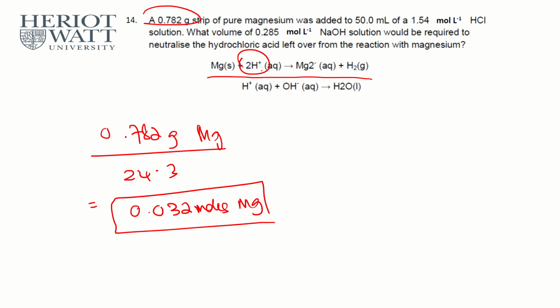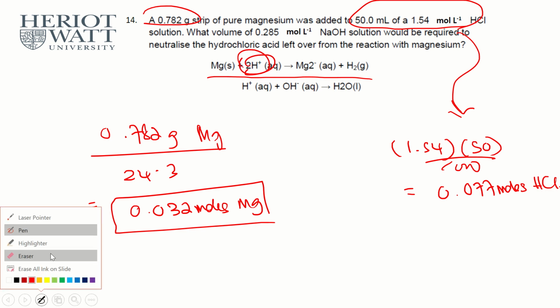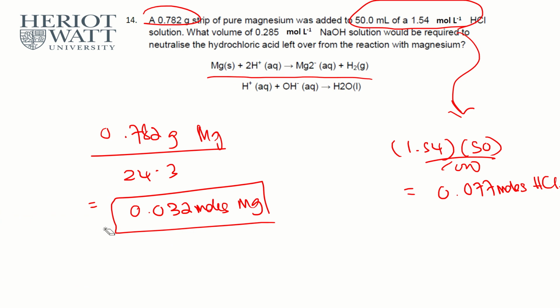Next, I'm going to calculate the mole of the acid in the solutions, which is in excess here. What are you going to do? 1.54 times 50 over 1000. I get the mole of HCl, which is the acid. I got 0.077 moles of HCl, or the H acid here. Okay. Now come back to the equations here. I don't want to confuse.